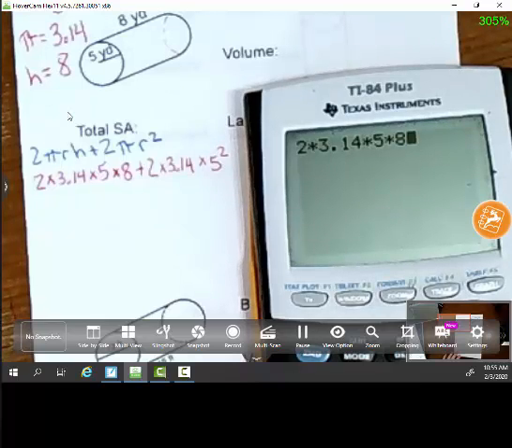Are you with me? No. I don't know if it's right. Is it 4 or 8 points? Shh. I have no idea. You with me? Plus 2 times pi times r squared.